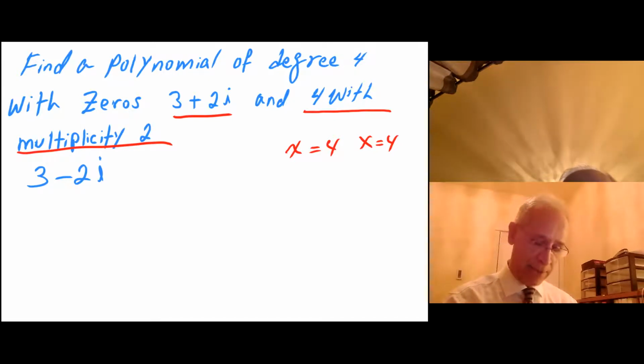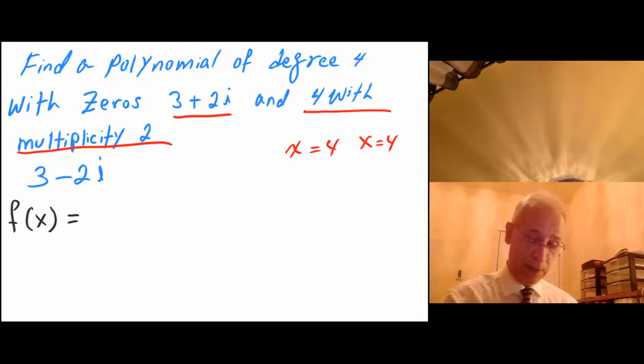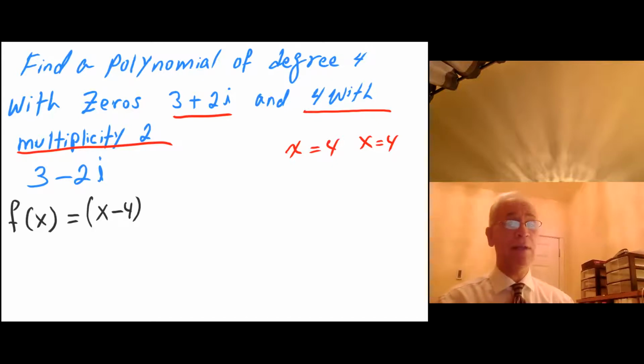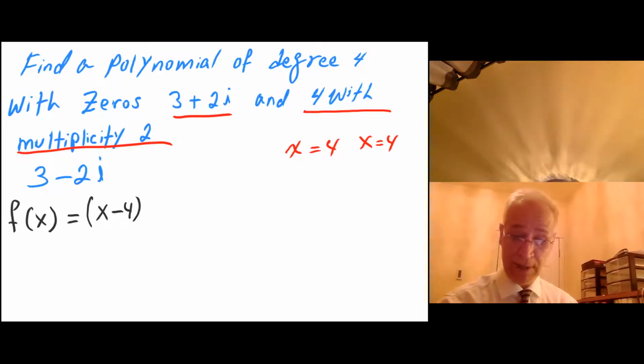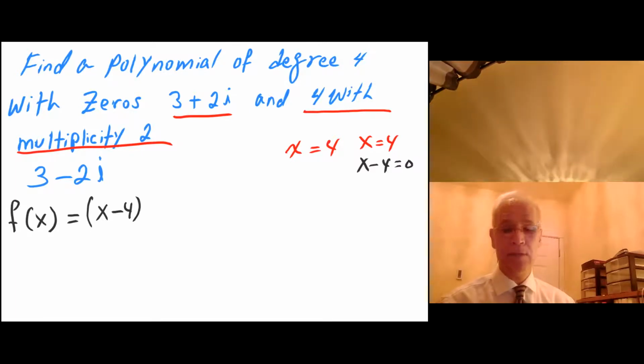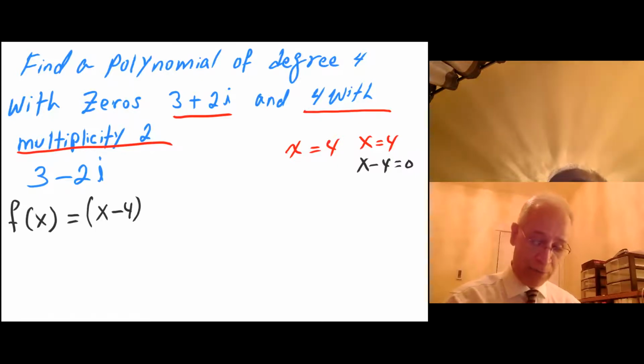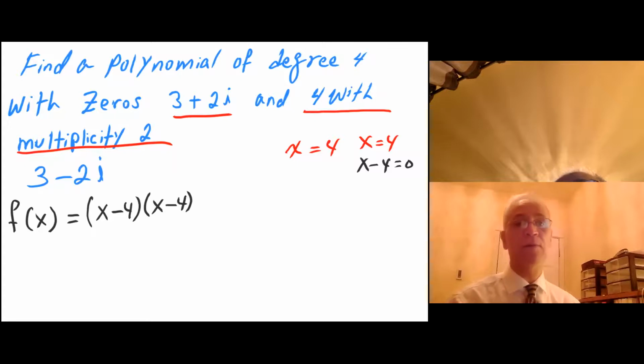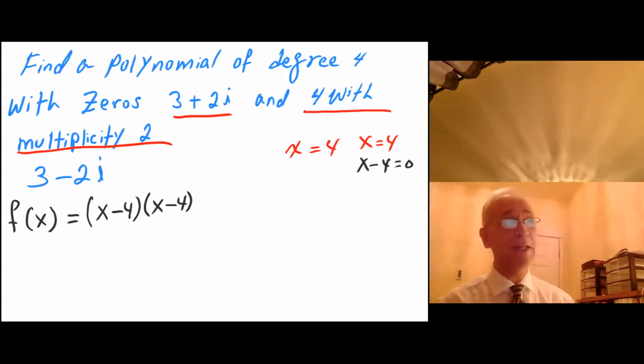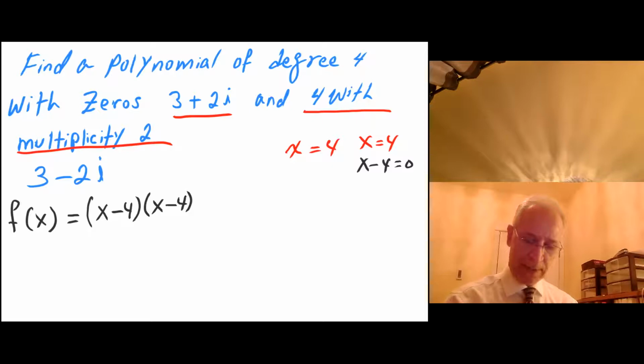So I can write this as f of x equals, let's start with the real root, which is x minus 4. If x equals 4 is a root, x minus 4 is a factor. All I have to do is subtract 4 from both sides, so x minus 4 equals 0. So x minus 4 is a factor, and I have two of those, x minus 4, x minus 4, because the problem is telling me multiplicity 2. All right, so what does this give me?